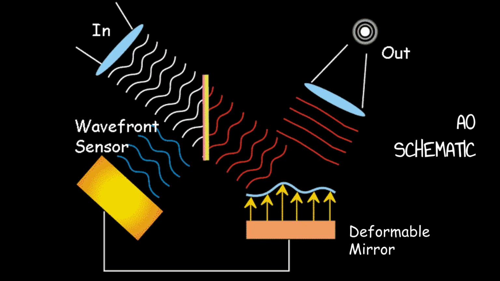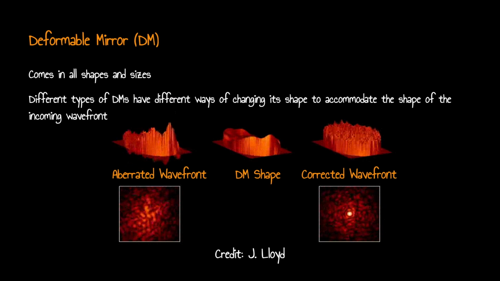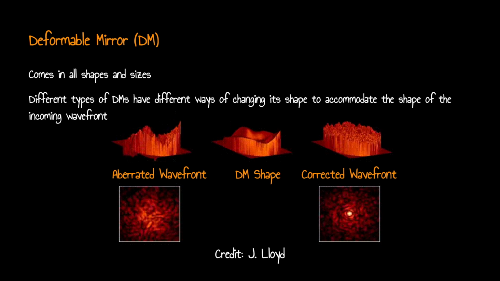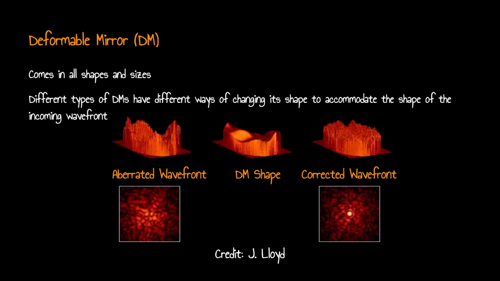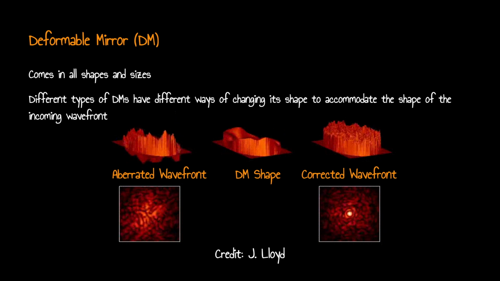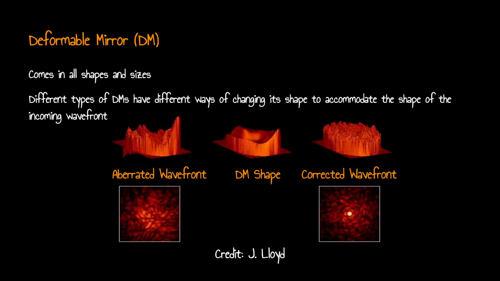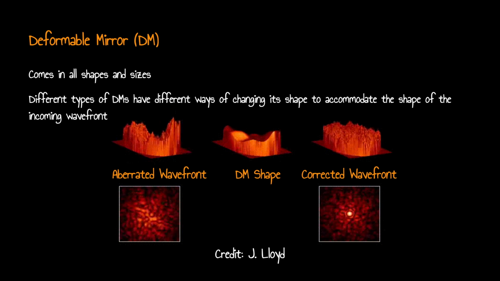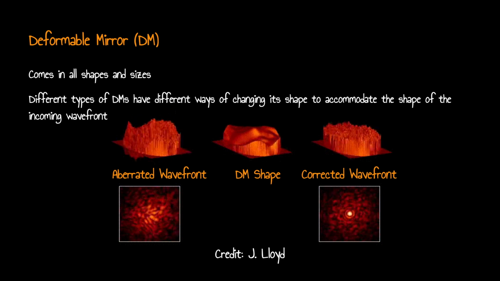This is a simple schematic representing the main components of an adaptive optics system. Let's take a closer look at two of the main parts. The deformable mirror is what determines the shape of the wavefront sent to the science detector and wavefront sensor. It comes in different types. Each type has its own kind of mechanism that allows for the mirror's shape to be changed based on what the incoming wavefront looks like.